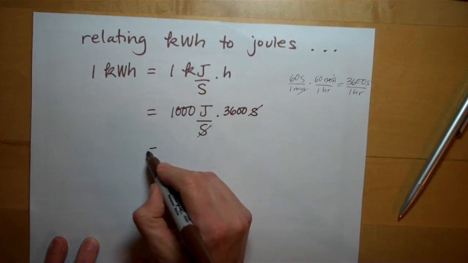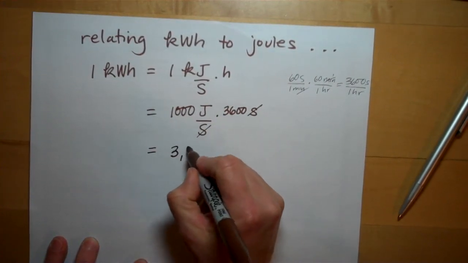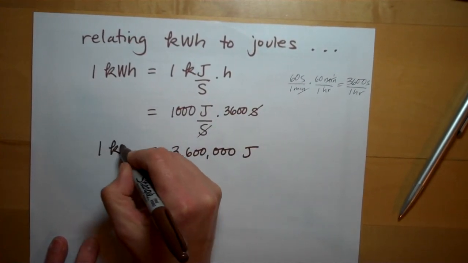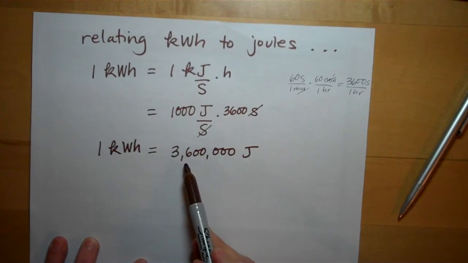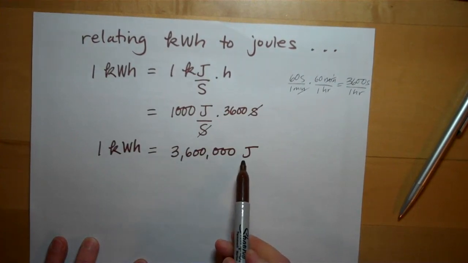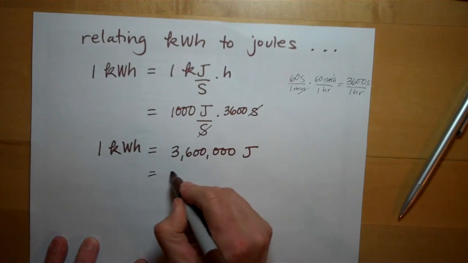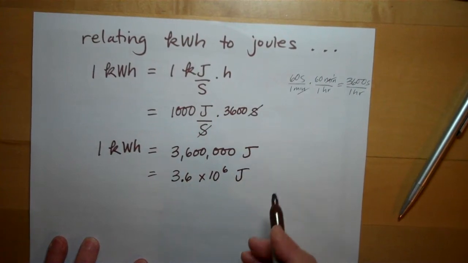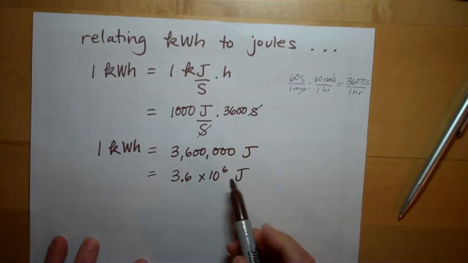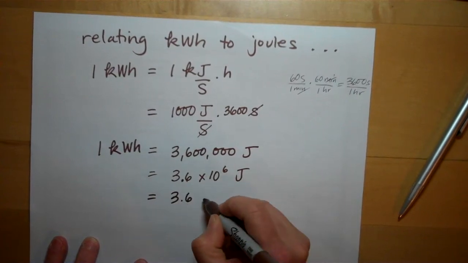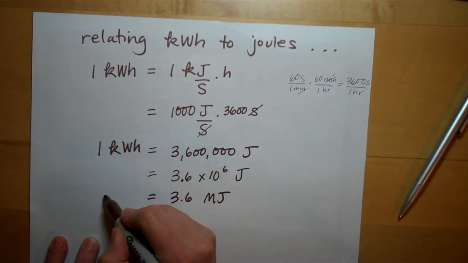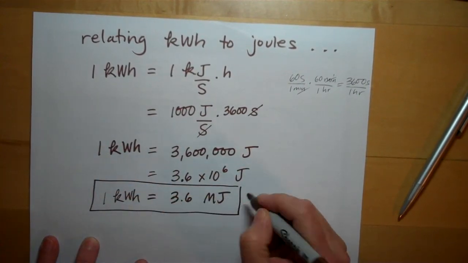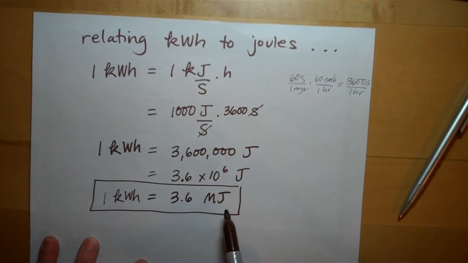Multiply these two numbers together, and you get 3,600,000 joules. So 1 kilowatt hour is the same as 3,600,000 joules. If you want to move the decimal place, you can see it's 3.6 times 10 to the 6 joules. 10 to the 6 is mega, so this is 3.6 megajoules. So 1 kilowatt hour of energy is equivalent to 3.6 megajoules of energy.